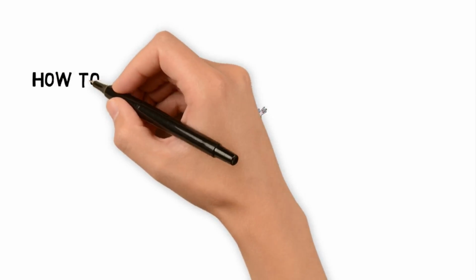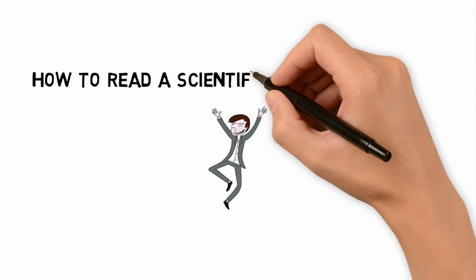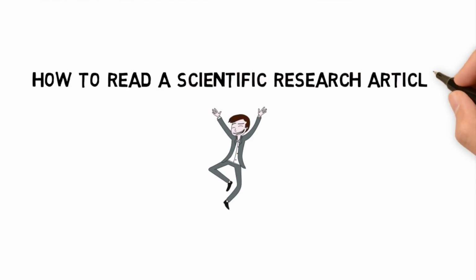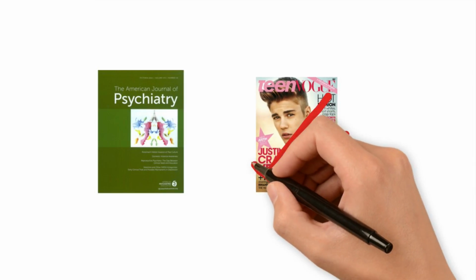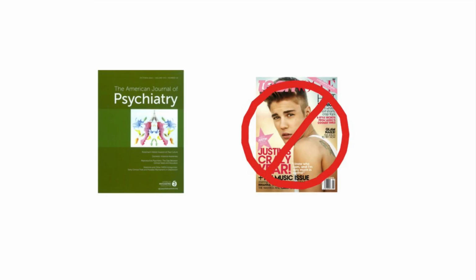And just when you thought it couldn't get even better, we're going to actually talk about how to read a scientific research article. And just in case you are a bit confused, I'm talking about primary research that you find in academic journals. Not research that you might find in like a Teen Vogue magazine, although there's nothing wrong with Teen Vogue. I read it myself.